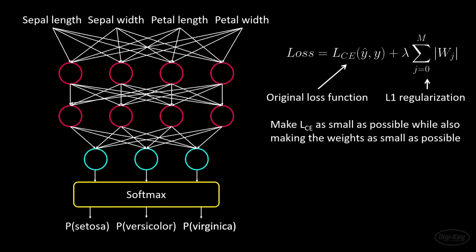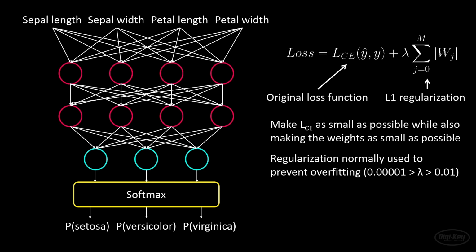Regularization like this is often used to fight overfitting. Common values of lambda are in the 0.00001 to 0.01 range. However, we can make lambda a little larger, say 0.1, which will drive unimportant weights to 0. To perform feature ranking, we would apply this strong L1 regularization term to the first layer of our network.